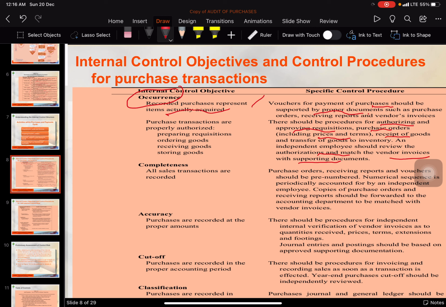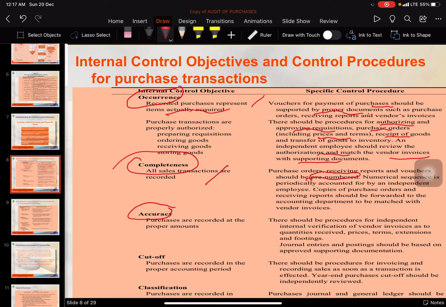Vendor invoices and supporting documents, to make sure that what the company pays is actually the amount they ordered and the amount they received. Alright, for completeness, to make sure that all the items are recorded, the documents should be pre-numbered. Pre-numbered means that there is a numbering system. So in case a document is missing, the company can still trace where the document is, or whether it is being misused by other parties.